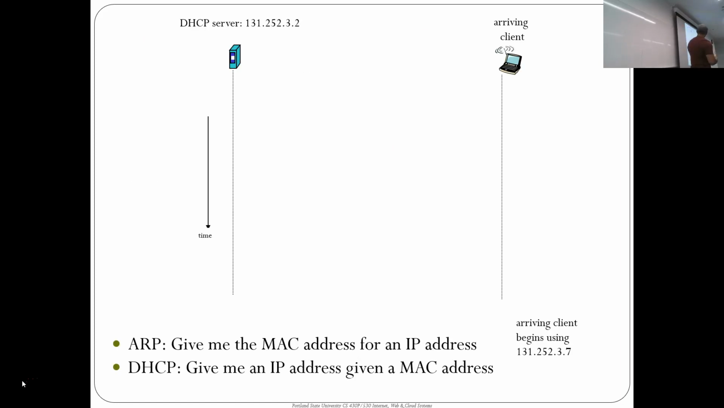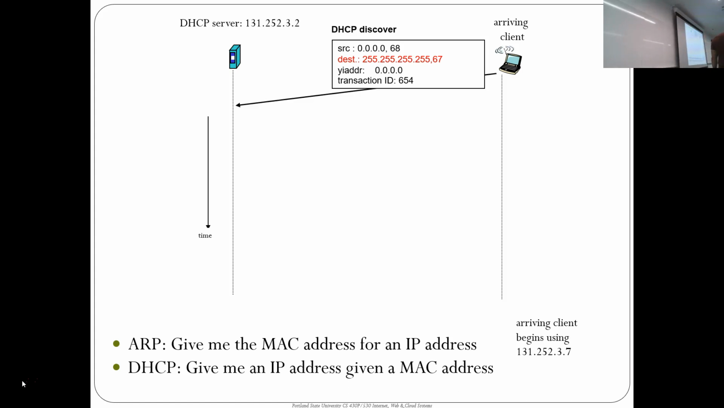So the DHCP server has a 3.2 address. The arriving client comes in, and what it does is it broadcasts at the link layer this DHCP discover. It says, hey, I am looking for a DHCP server to get me an address, and it's a broadcast destination. This is an IP packet that we're talking about here, and it uses a data link layer broadcast, and it says, the magic port that the DHCP server listens on is 67. It says, hey, I'm trying to get my configuration, send it to me.